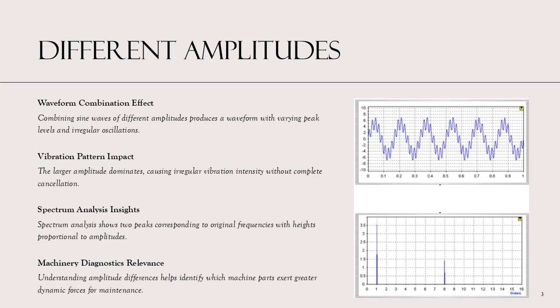In practical terms, this means that the vibration pattern will not cancel out completely, and the machine may exhibit irregular vibration intensity. The spectrum analysis of such a waveform will reveal two distinct peaks corresponding to the original frequencies, with their heights proportional to the respective amplitudes.